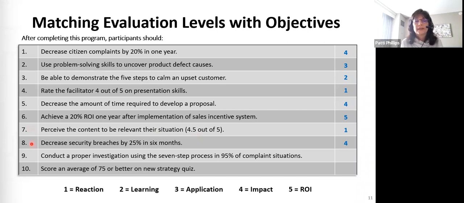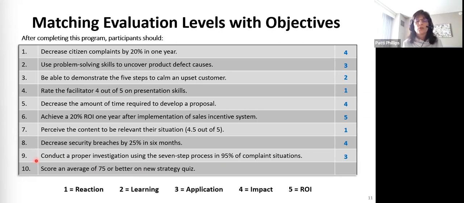All right. I'm sorry, I gave you that one. Decrease security breaches by 25%. Did you all get 4 on that one? Yeah, looks like everyone got 4 on that. Okay. What about 9? Conduct a proper investigation using the 7-step process in 95% of complaint situations. Thanks. So 3, anyone else? 2? Anyone else? 1. All right, this would be a 3.